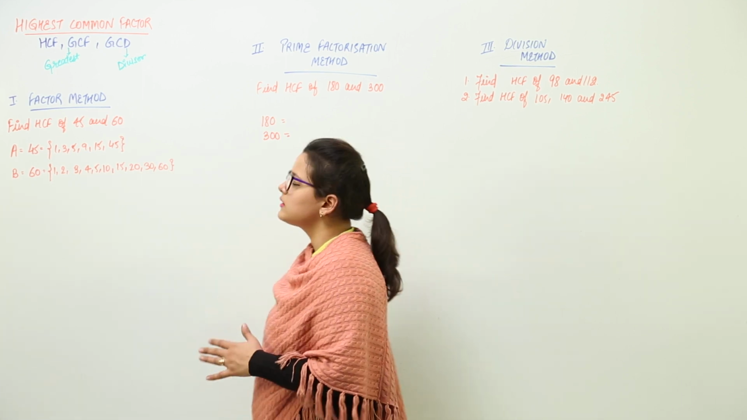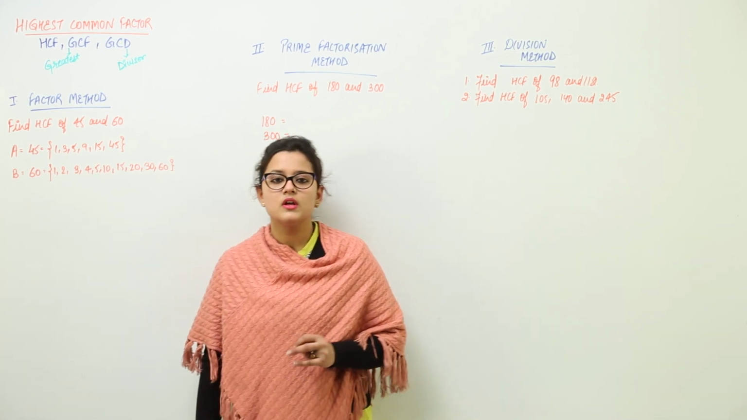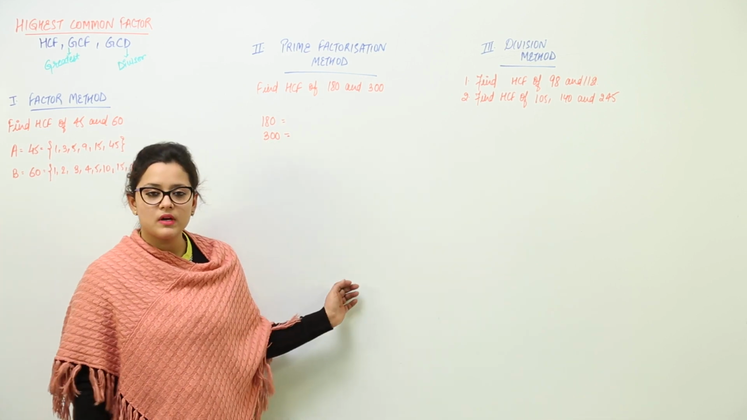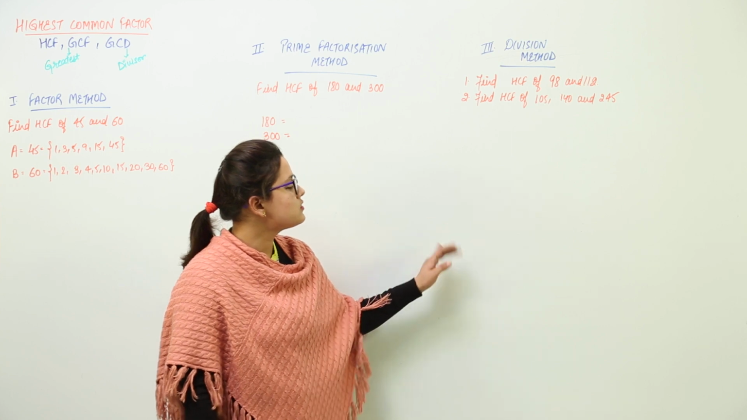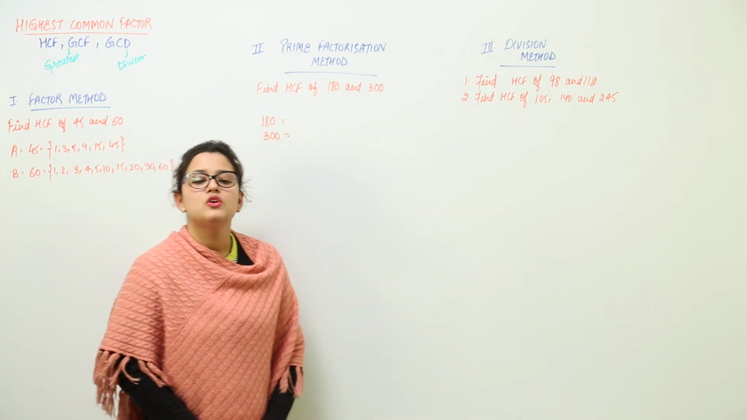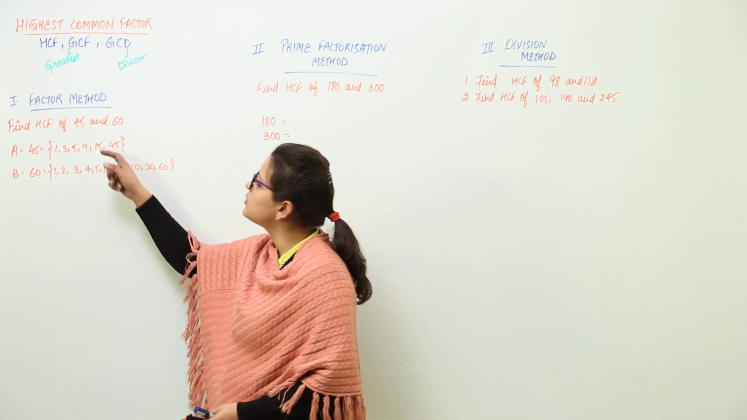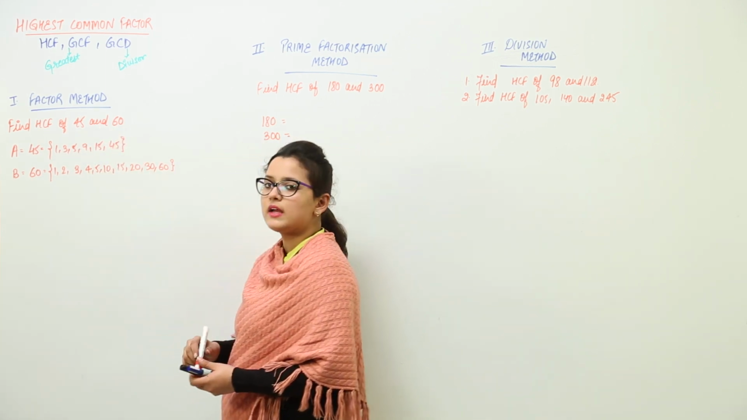So we have three methods for calculation of HCF. The first one is the factor method. The second one is the prime factorization method, and the third is the division method. So let us start with the first method. In the first method we have to find the HCF of 45 and 60.